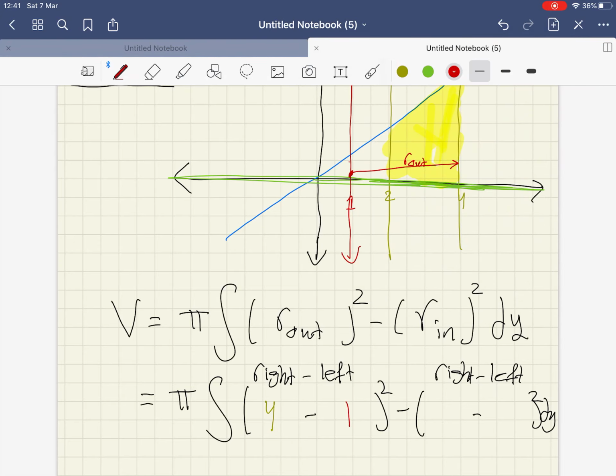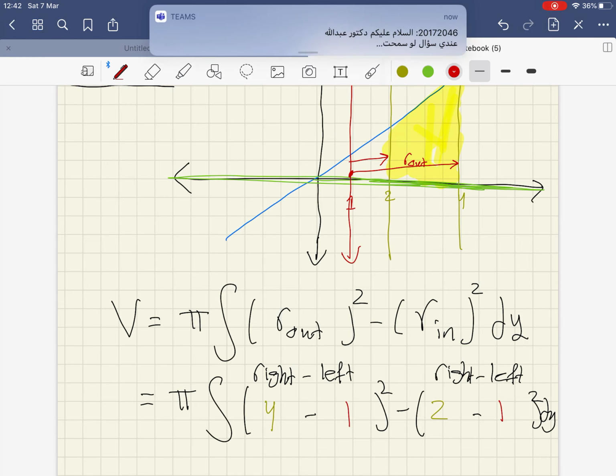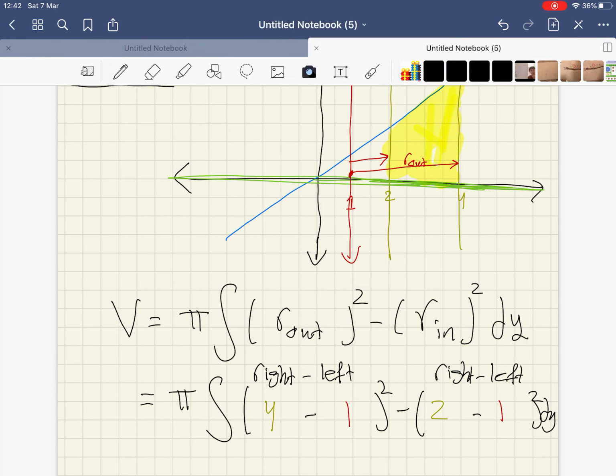With the R in, this is the first function and this is the second function. Okay. And that will be what? Will be 2 minus what? The red one, which is 1. So far, everything is very good and nice. Except that the limit of integration. Look at the R out. If we move it down, it will reach at 0. So everybody would agree this is 0.